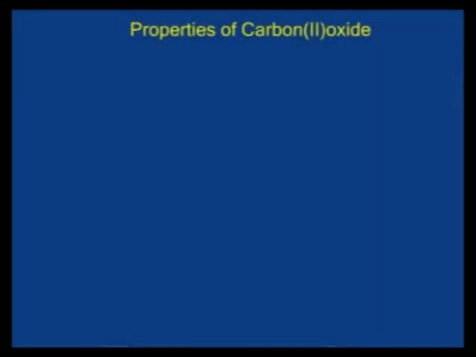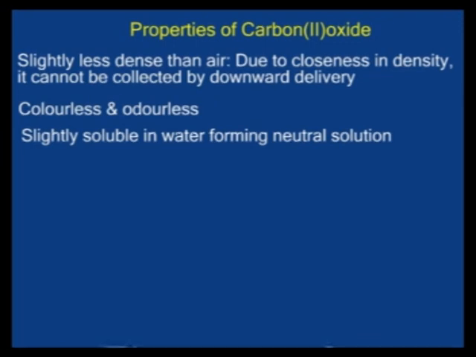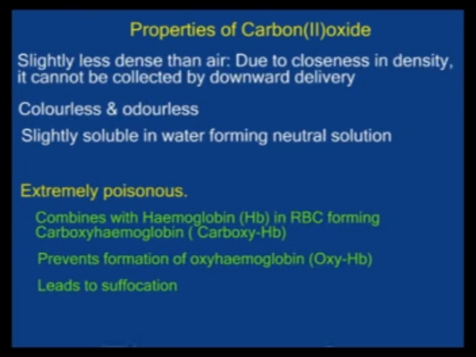Physical properties of carbon 2 oxide. Carbon 2 oxide is slightly less dense than air, and due to the closeness in density, it cannot be collected by downward delivery. It is colorless and odorless, slightly soluble in water, forming a neutral solution. Carbon 2 oxide is extremely poisonous. Once inhaled, it combines with hemoglobin in the blood to form carboxyhemoglobin, therefore preventing the formation of oxyhemoglobin and leading to suffocation. This is why carbon 2 oxide is commonly referred to as a silent killer.